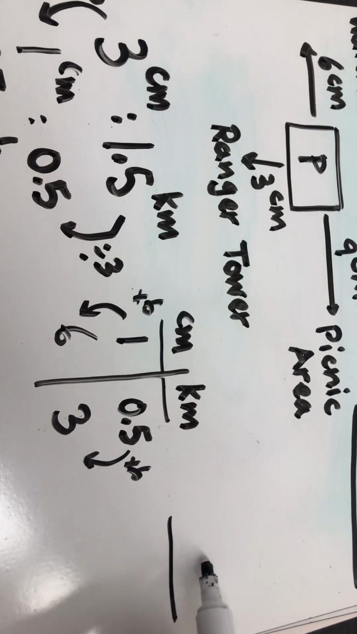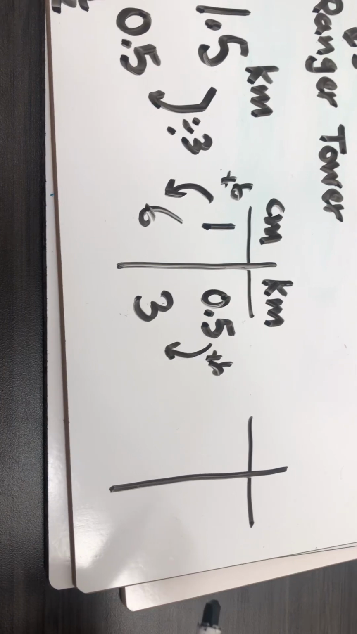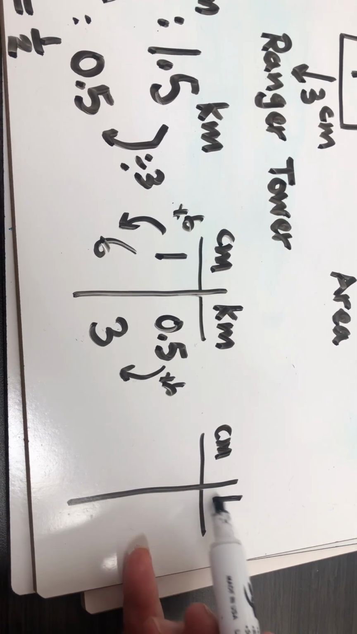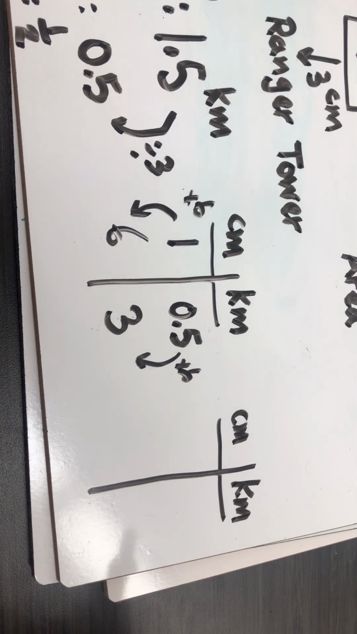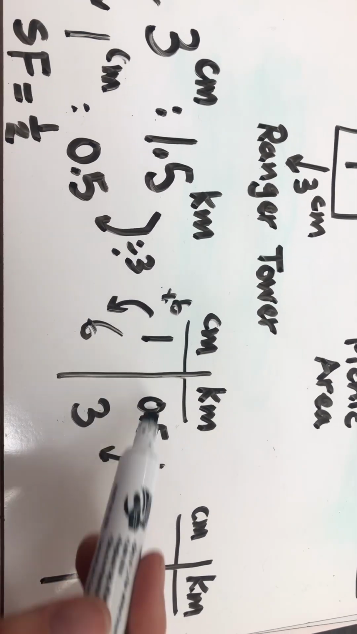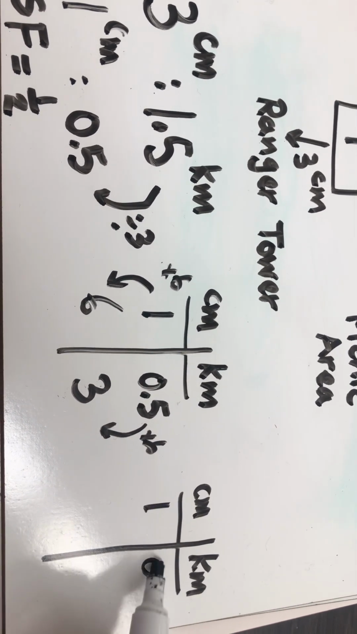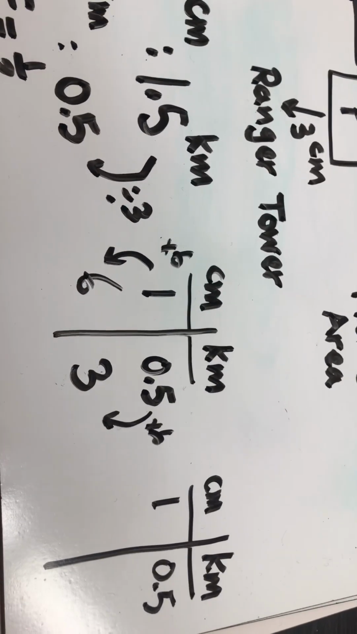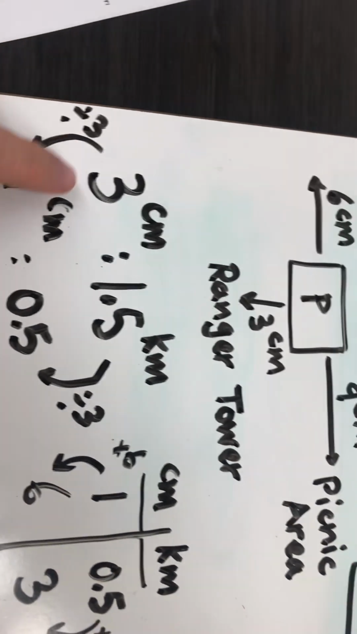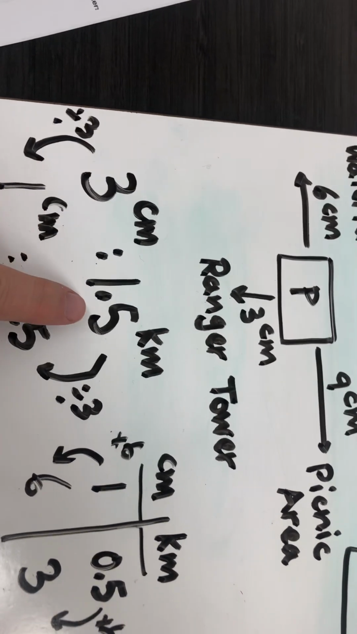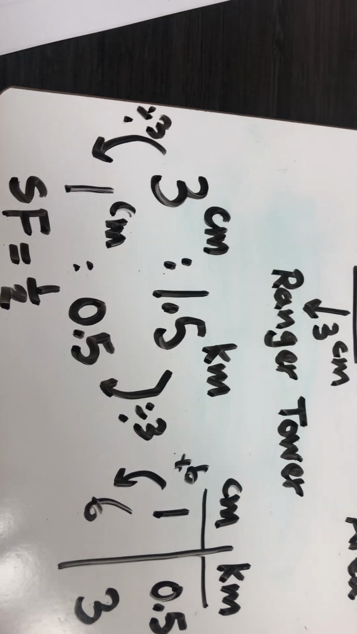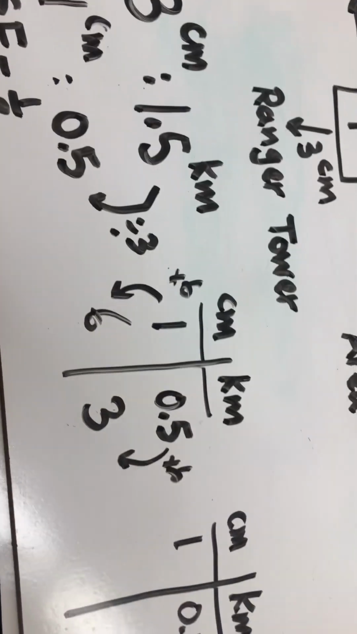So I'm going to go ahead and create a table again and label centimeter on one side and kilometer on the other side. Again, I can use the 1 and 0.5, which is what I choose to use because it is simplified. But you could also use the 3 centimeter and 1.5 kilometer. And if you do the math correctly, it will give you the same answer.